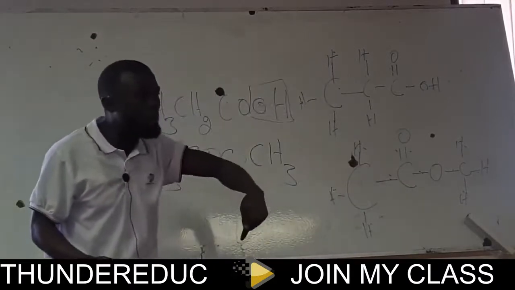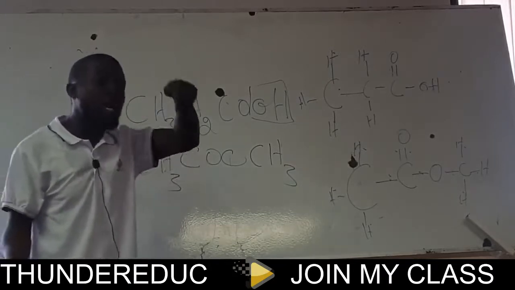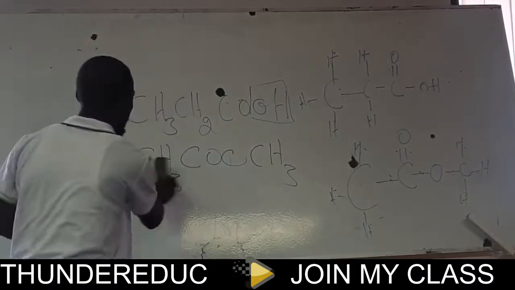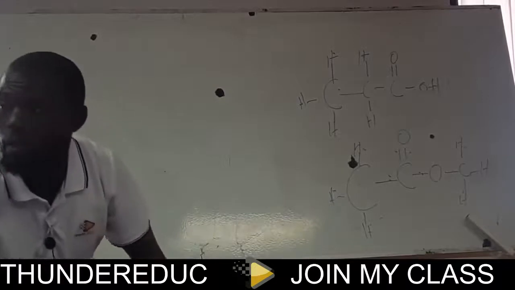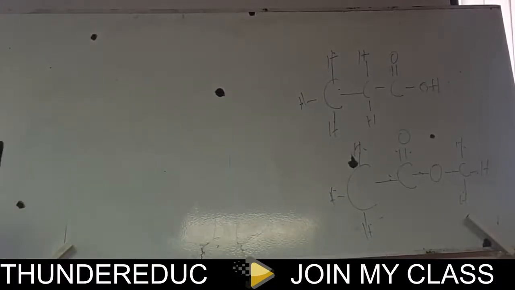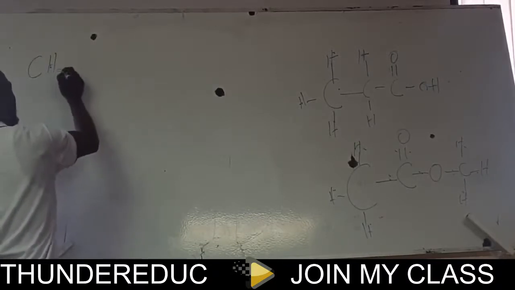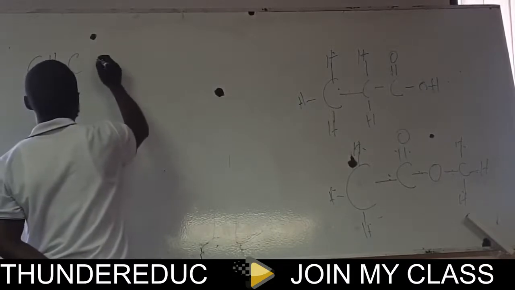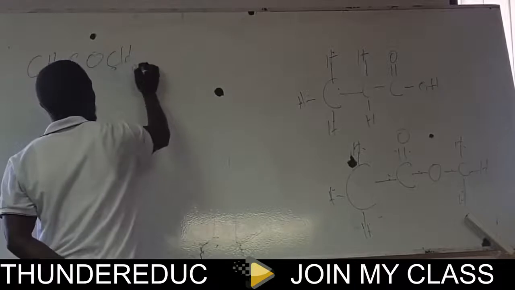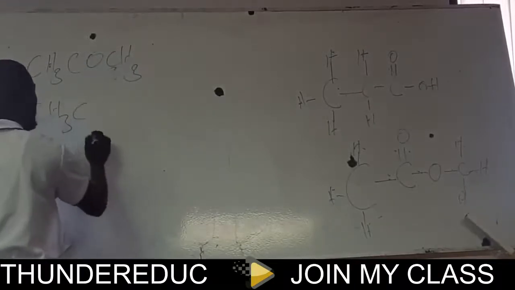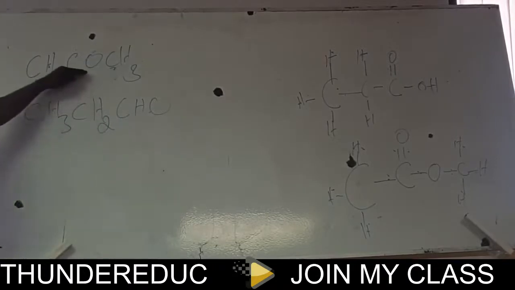The same thing, carbonyl compound work. Remember carbonyl compounds? We have ketones and aldehydes. If it is in the middle, it becomes ketone. If it is on the side, it becomes aldehyde. For example, CH3C, CH3, let me put the O there. CH3C, H2C. This is an aldehyde. This is a ketone.